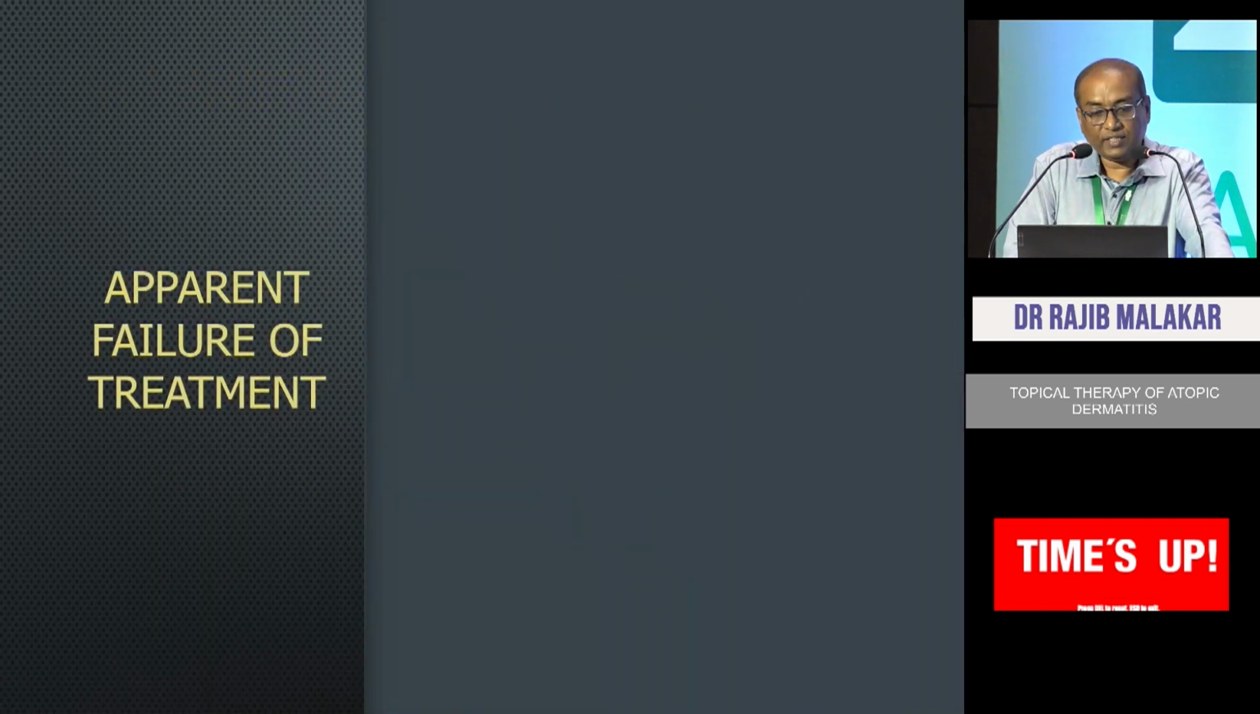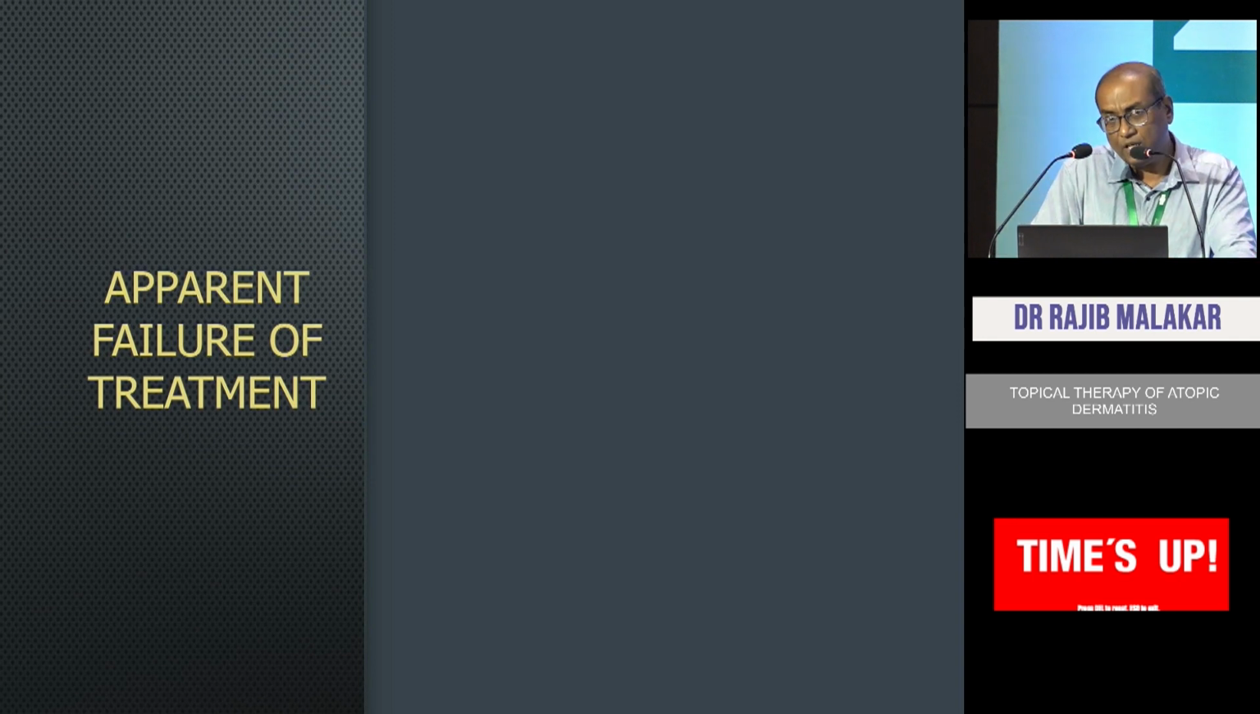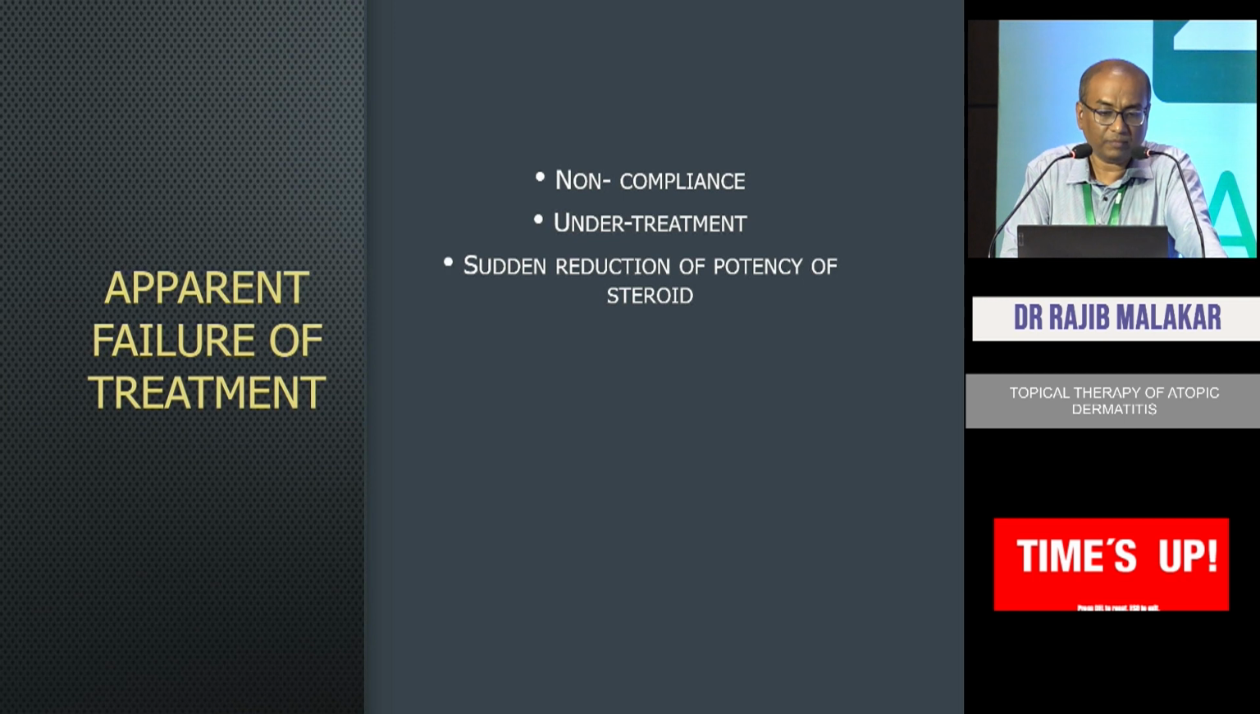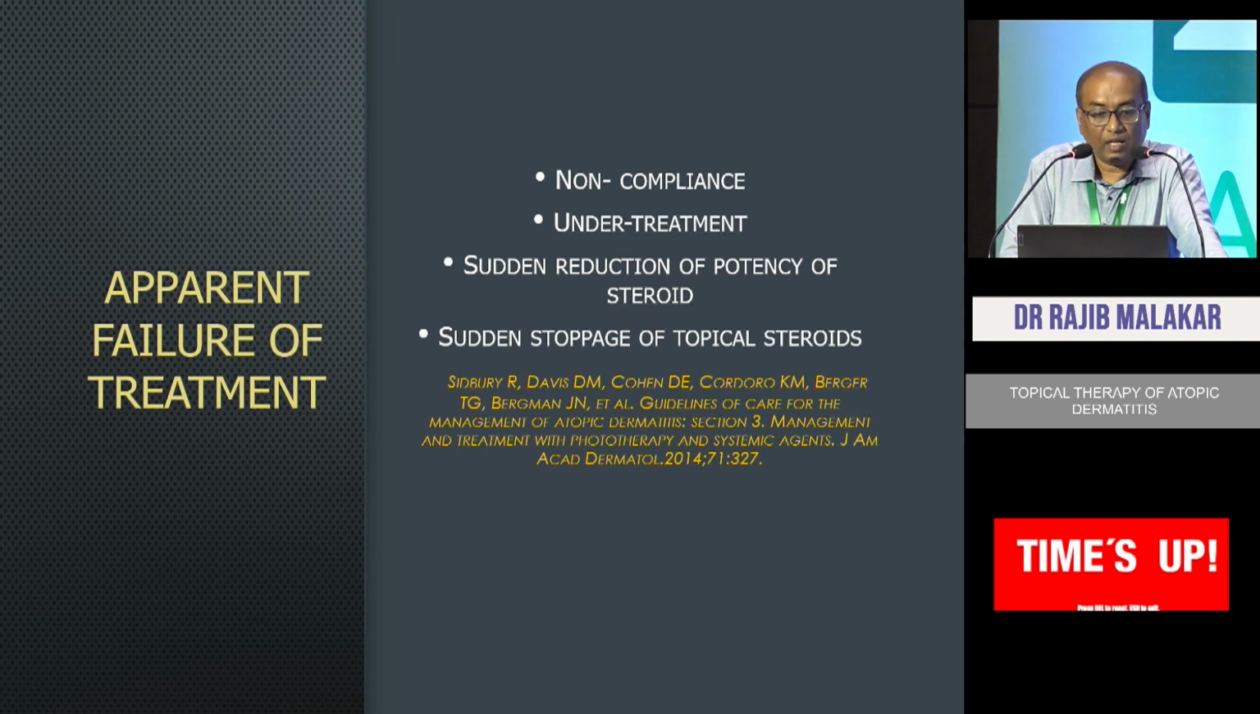So before moving on to the next, the apparent failures of treatment, when a patient comes to you and says the topical therapy is not responding, before concluding the topical therapy will not work and switching to systemic therapy, please consider this point. Number 1, non-compliance. Number 2, under-treatment. Number 3, sudden reduction of potency of steroid. Number 4, sudden stoppage of topical steroids. These may be the reason for apparent flare and apparent non-response to therapy. After and only after you have considered this point, you can label the patient or consider the patient for systemic therapy.